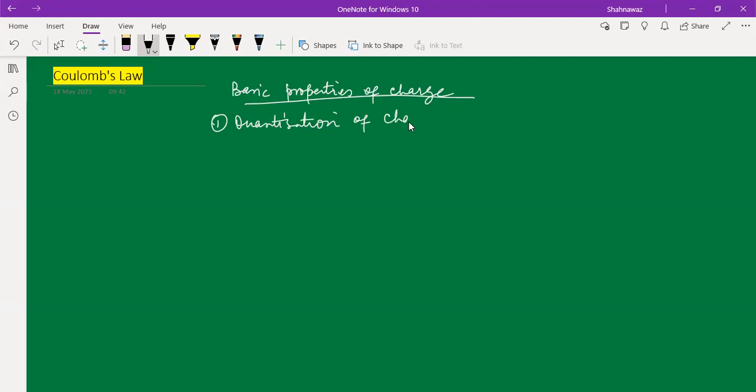Quantization of charge tells that your total charge is an integral multiple of this. This is not that important from the entrance examination point of view. The numericals start from Coulomb's law.